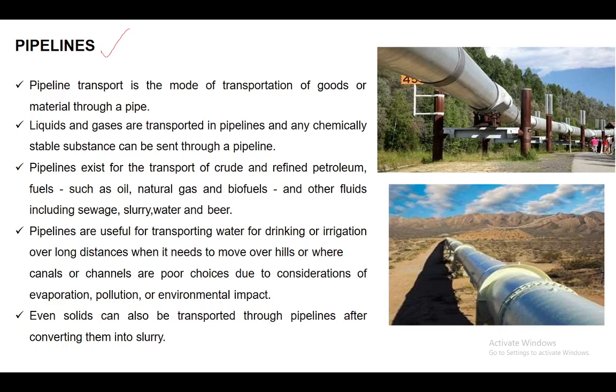So the pipe transport example is quite simple. As you can see in your own house, the washroom or toilet water usually goes from the house to the main sanitation system. So this is one of the best examples inside your own premises. We can also control pollution and environmental effects through pipelines. It is also more safe.